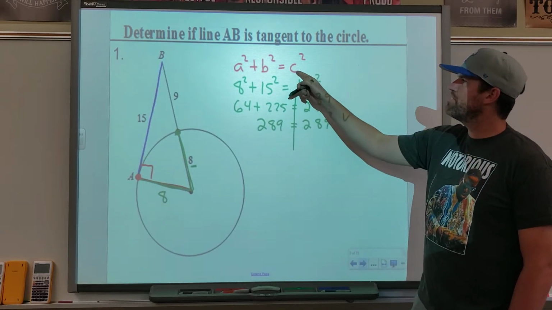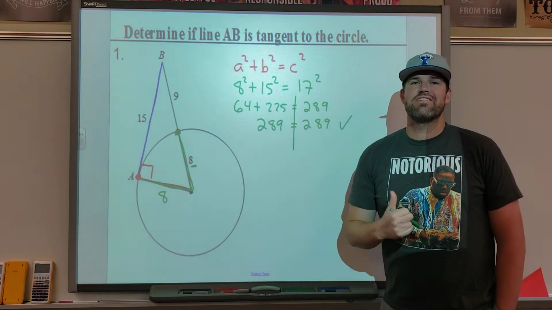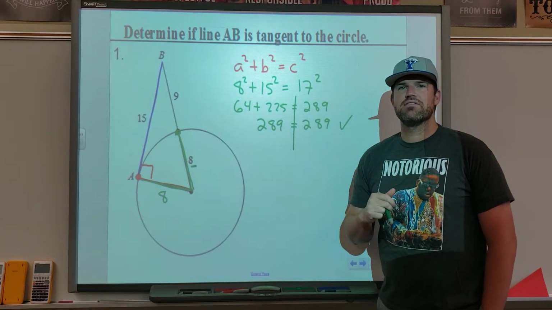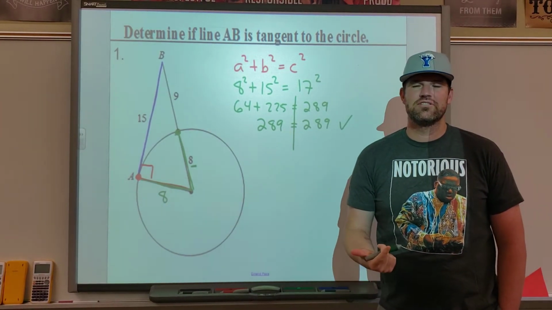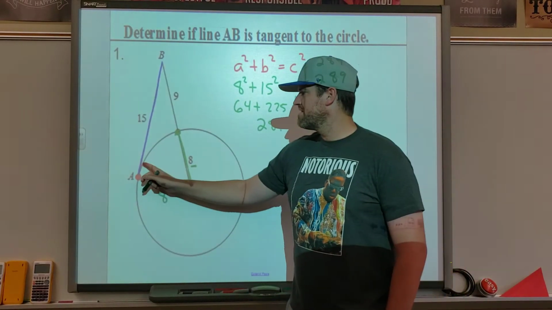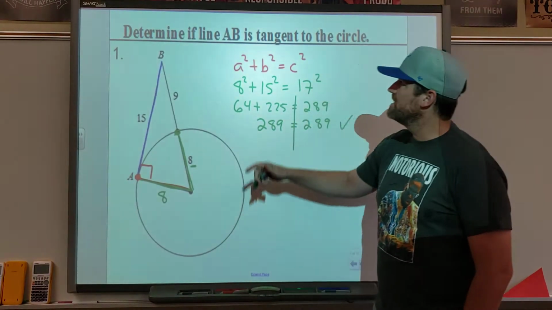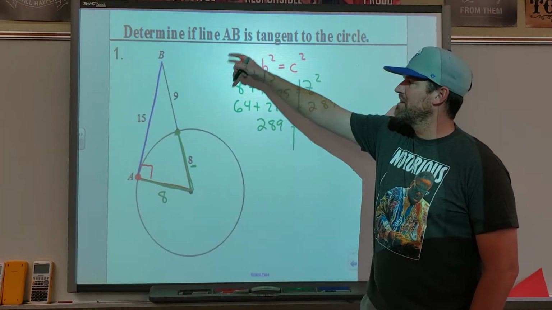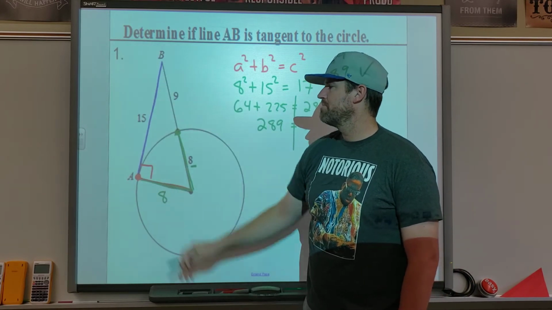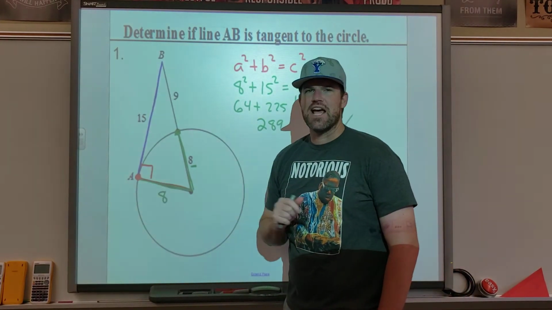So when I used the Pythagorean theorem, I got that they were equal. If the two legs squared equal the hypotenuse squared, what does that tell me about the triangle? It tells me it's a right triangle, which means this is in fact 90 degrees. And if that is 90 degrees, what do we now know about line AB, or this portion of the line right here? It is a tangent, because it formed 90 degrees.